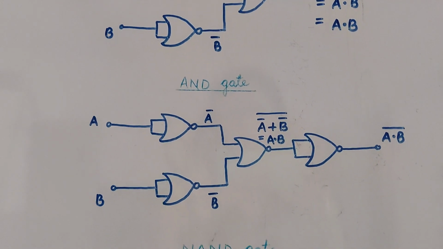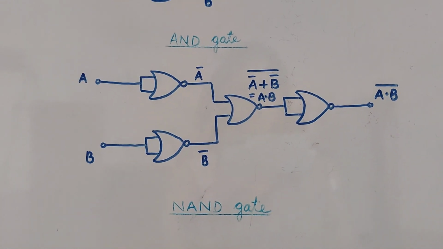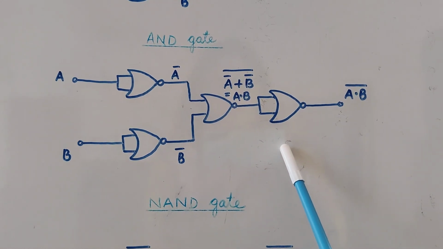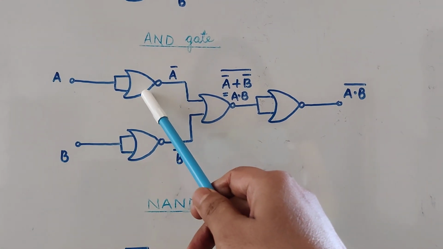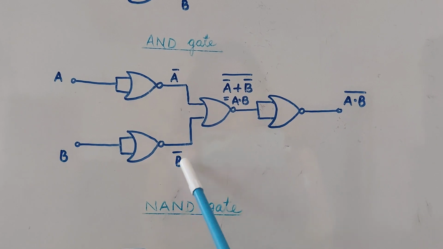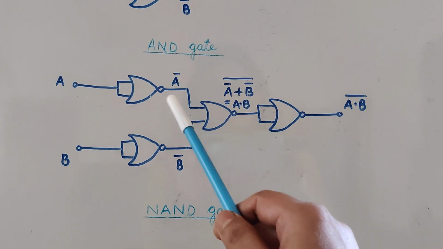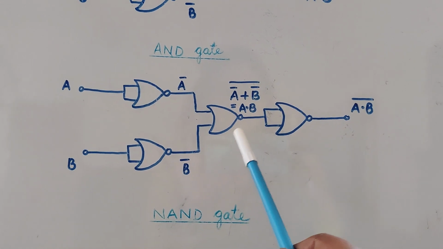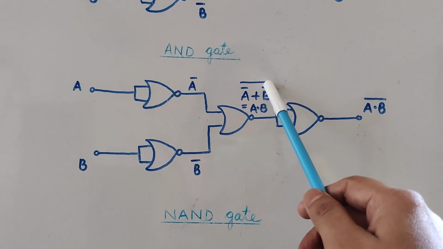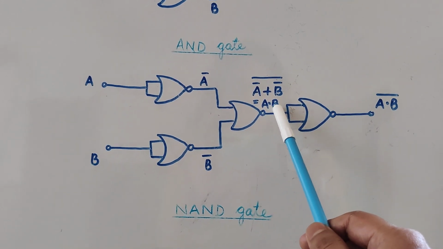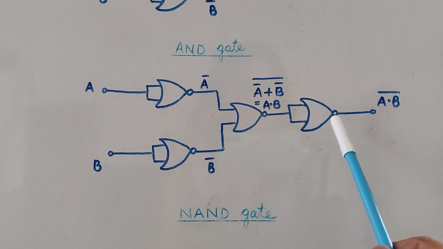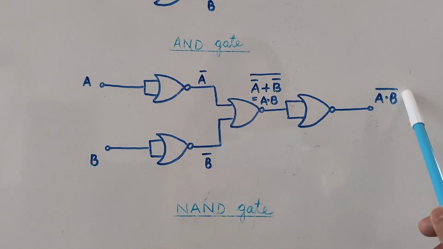Now let us consider how we can construct a NAND gate by using NOR gates. For this we have used 4 NOR gates. From here we find that the output of this NOR gate will be A complement, the output of this NOR gate will be B complement. Now we give both these outputs to the input of the third NOR gate, so the output of the third NOR gate will be (A complement plus B complement) complement, and by De Morgan's theorem this comes out to be A dot B. Now this is given to a fourth NOR gate, so the output of this fourth NOR gate will be equal to (A dot B) complement.